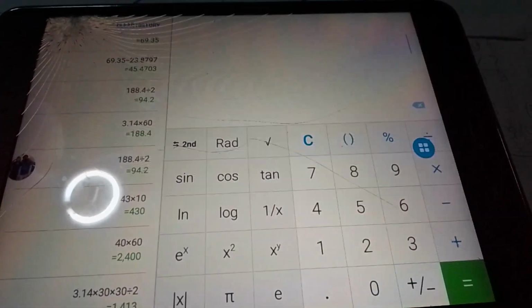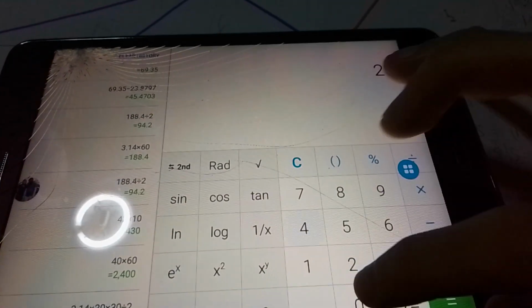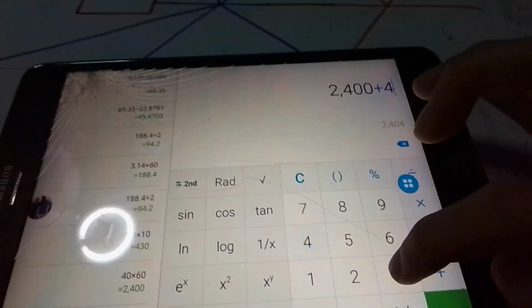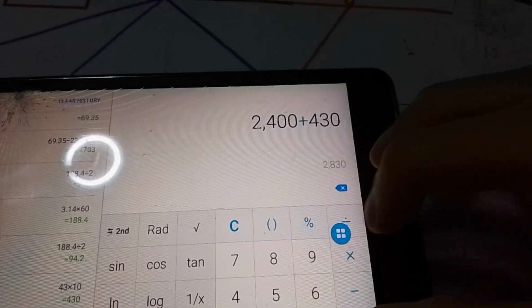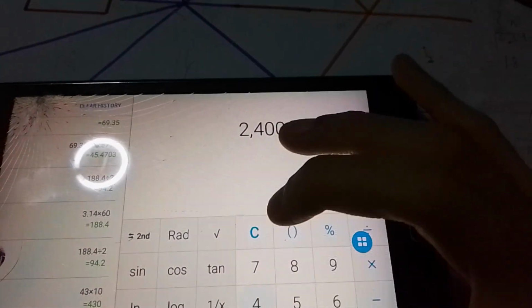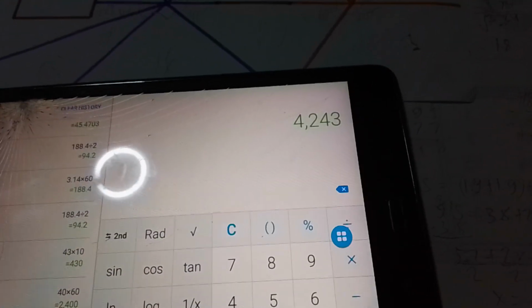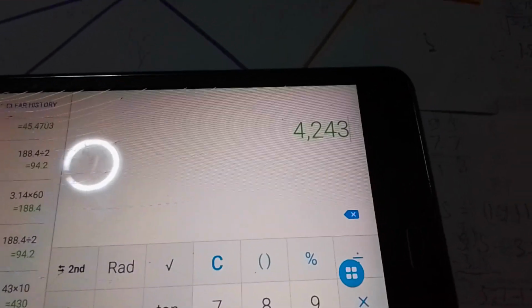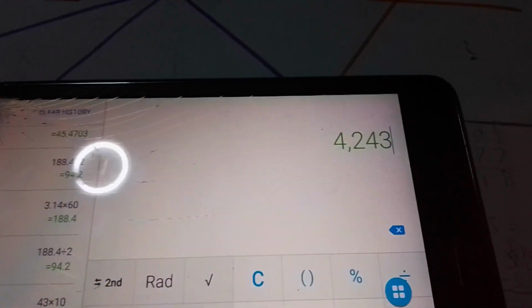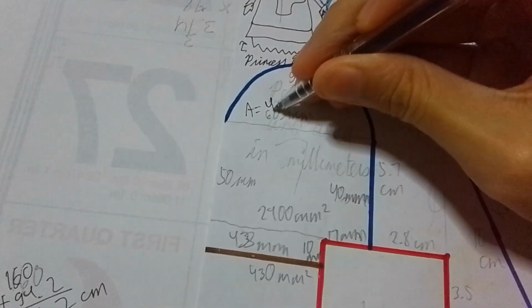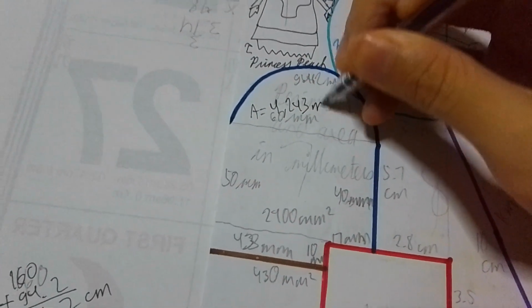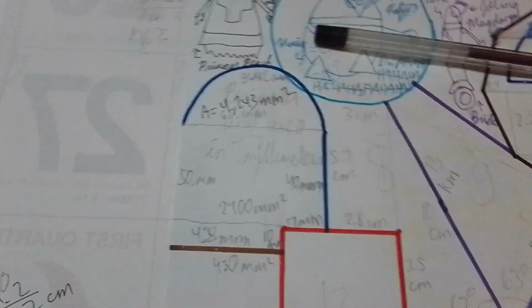Now, let's add everything up. So, we got 2,400 plus 430. See? Plus the last one, which is 1,413. We should get a total area of 4,243 square millimeters. So the total area of this figure is 4,243 mm squared. Okay? That's it.